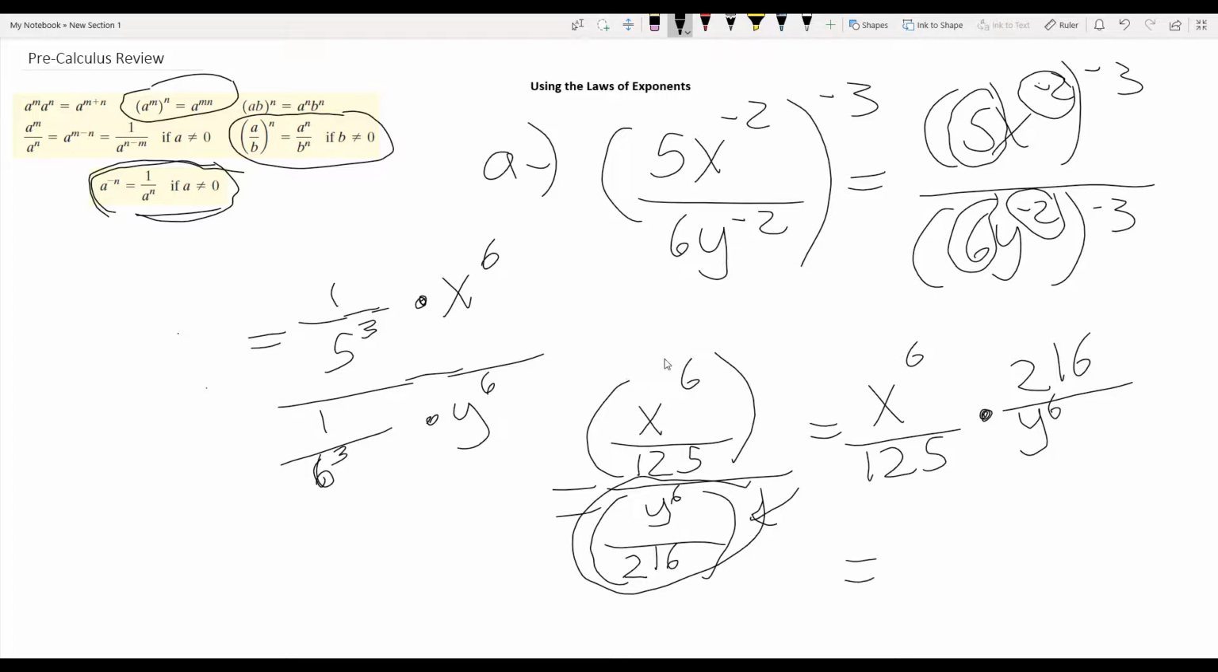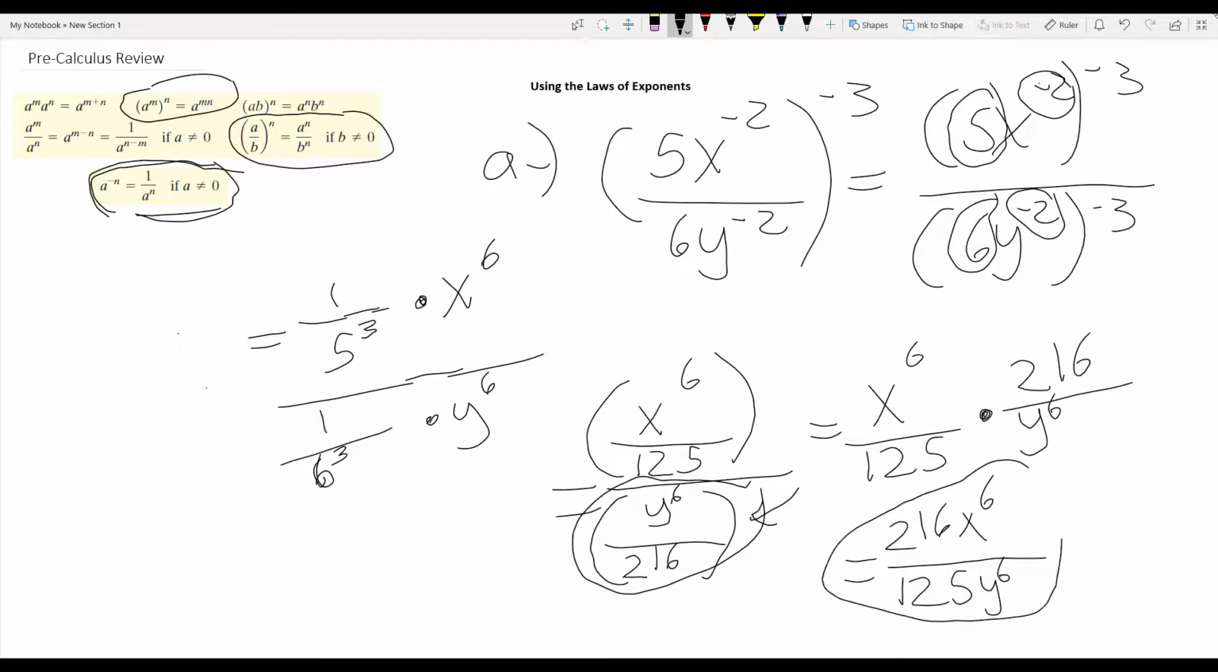So now multiplying, we simply get 216 x to the 6th power over 125 y to the 6th power. And that's it. That is your answer.